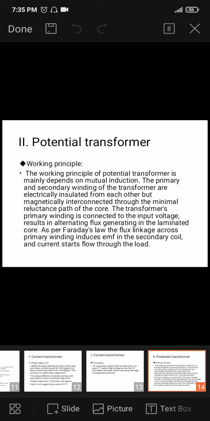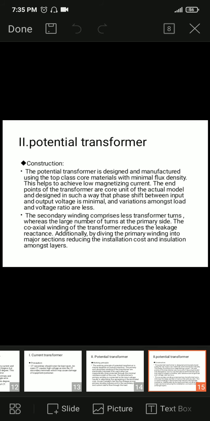The transformer's primary winding is connected to the input voltage, which results in alternating flux generated in the laminated core. As per Faraday's law, the flux linkage across the primary winding induces EMF in the secondary coil and current starts to flow through the load.